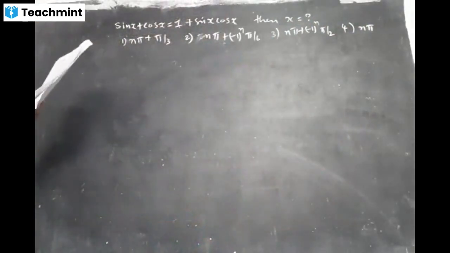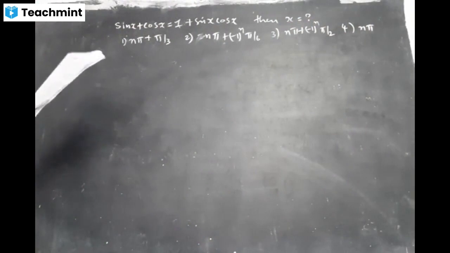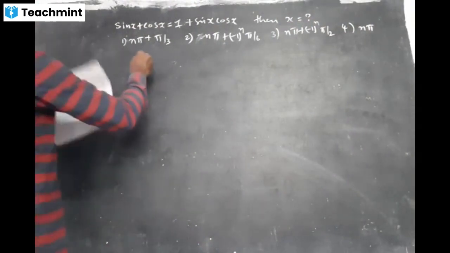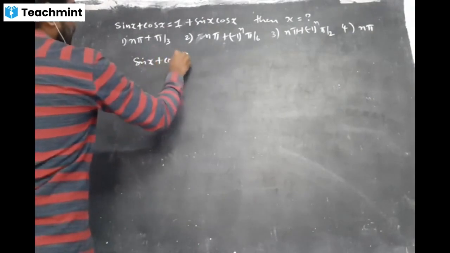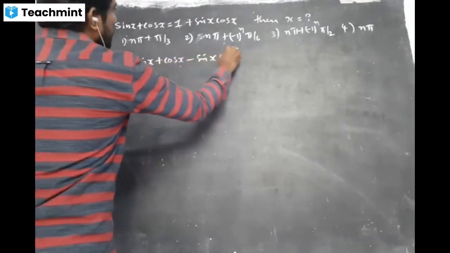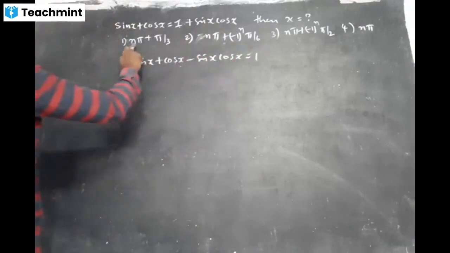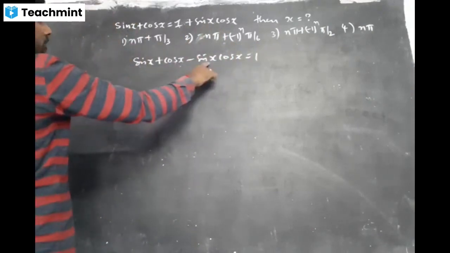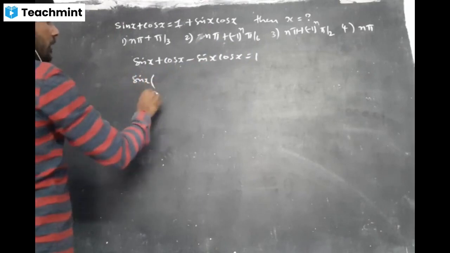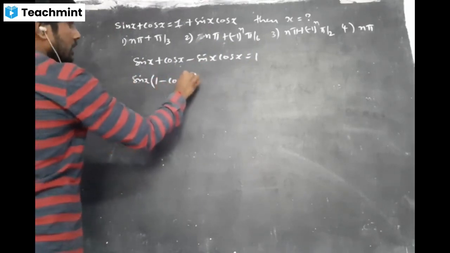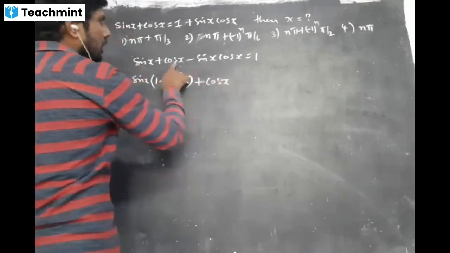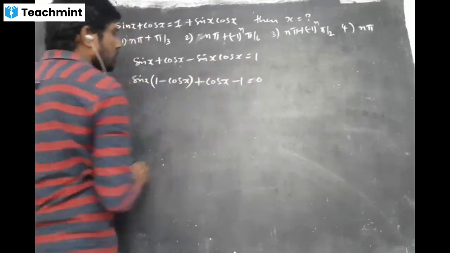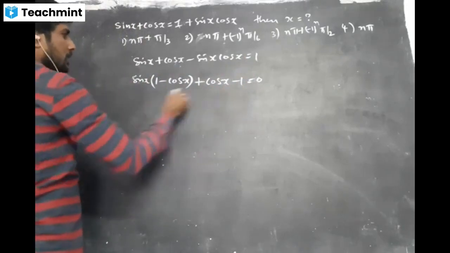So sin x plus cos x is equal to 1 plus sin x cos x. So sin x plus cos x minus sin x cos x is equal to 1. This one comes to this side. Here is one sin x, here is one sin x. Taking sin x common, we get 1 minus cos x, plus cos x, and this minus 1 comes to this side, minus 1 is equal to 0. Here is 1 cos x minus 1.